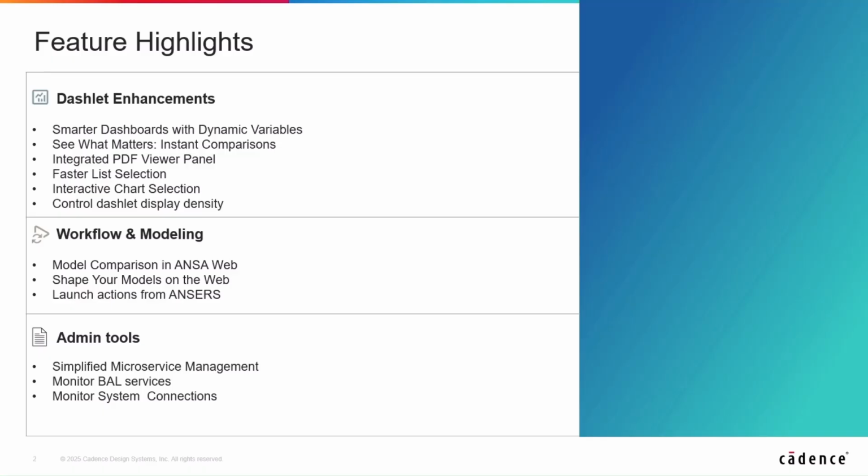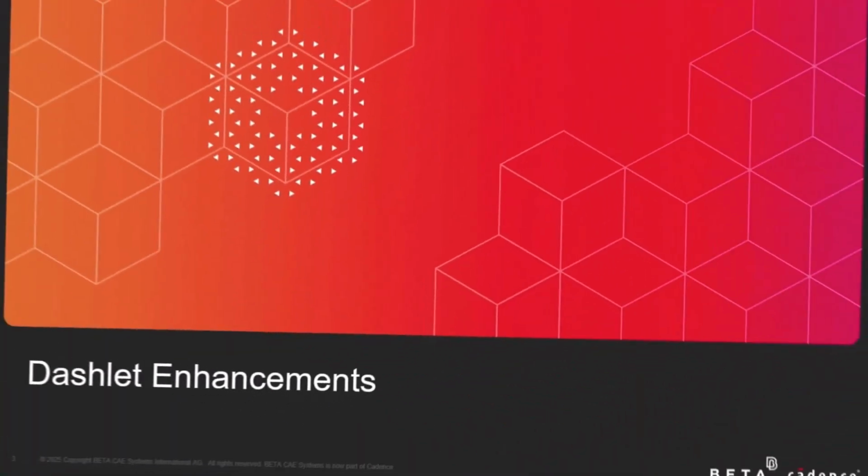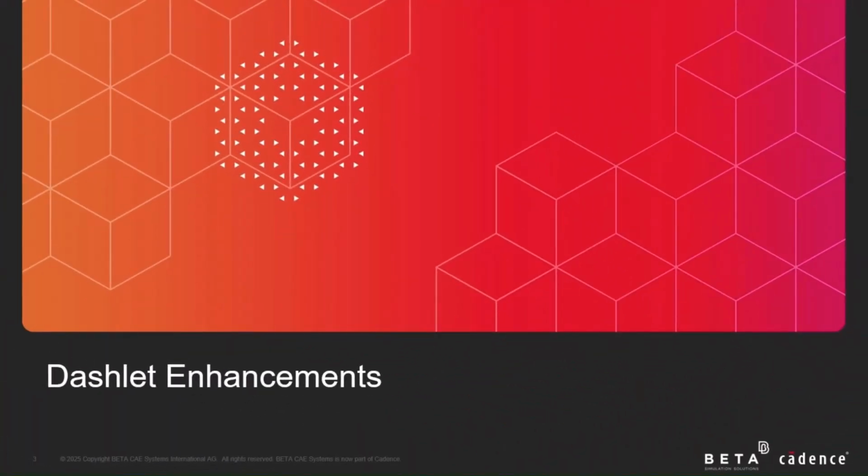Then, we will focus on workflow and modeling, where we introduce web-based model comparison, morphing, and actions automation. Finally, we will look at new admin tools that simplify microservice management, monitoring of BAL services, and control of system connections. This structure will help us understand how each feature fits into the overall Answers workflow. Let's start with some enhancements in Dashlets.